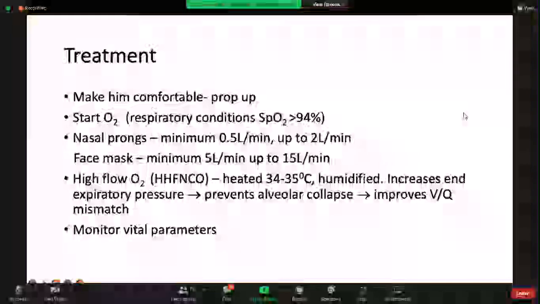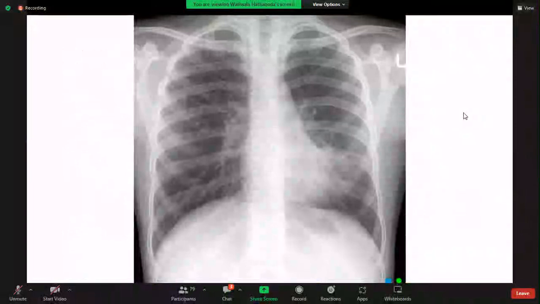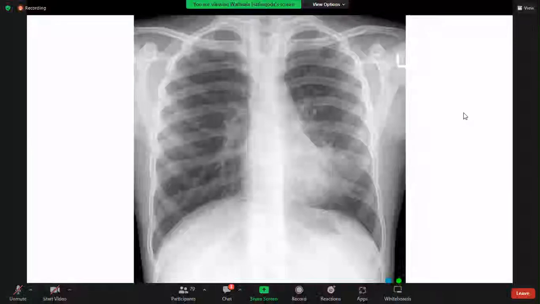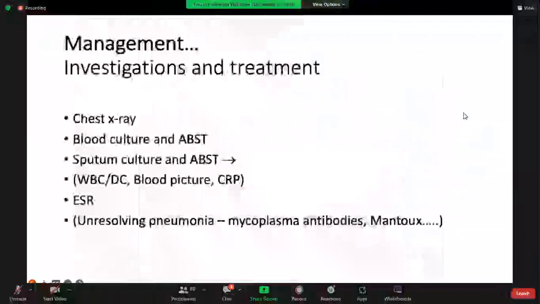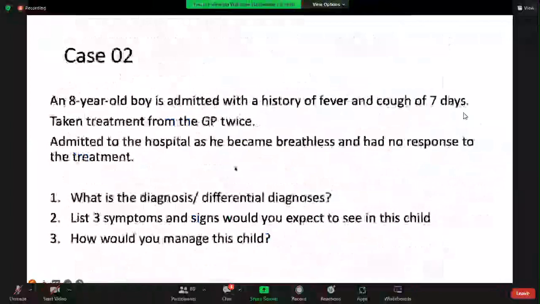So I just wanted to highlight a few X-rays, because these things could be questioned in your exams, right? Okay. So we talked about the investigations, and then you need to talk about the treatment. So what would you do? How would you treat this child? So I will put the case scenario. So this is the case. So how would you treat?